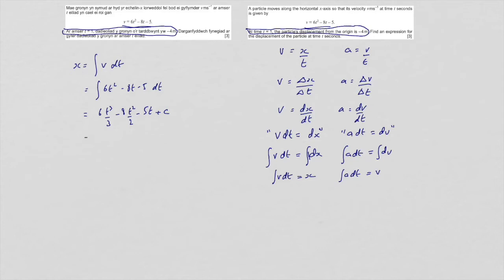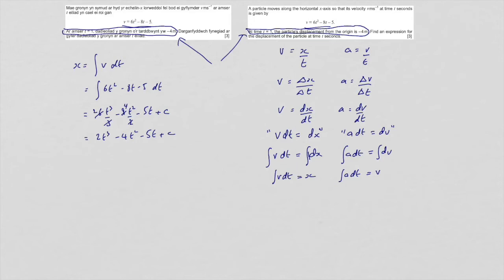Now we can do a bit of cancelling. 6 and 3 cancels to leave 2. 8 divided by 2 is 4. So we end up with 2t cubed minus 4t squared minus 5t plus c. At this point we're nearly there. They want a general expression for the displacement, but this c is a problem. We don't know what that is, and that's where this known condition comes in.